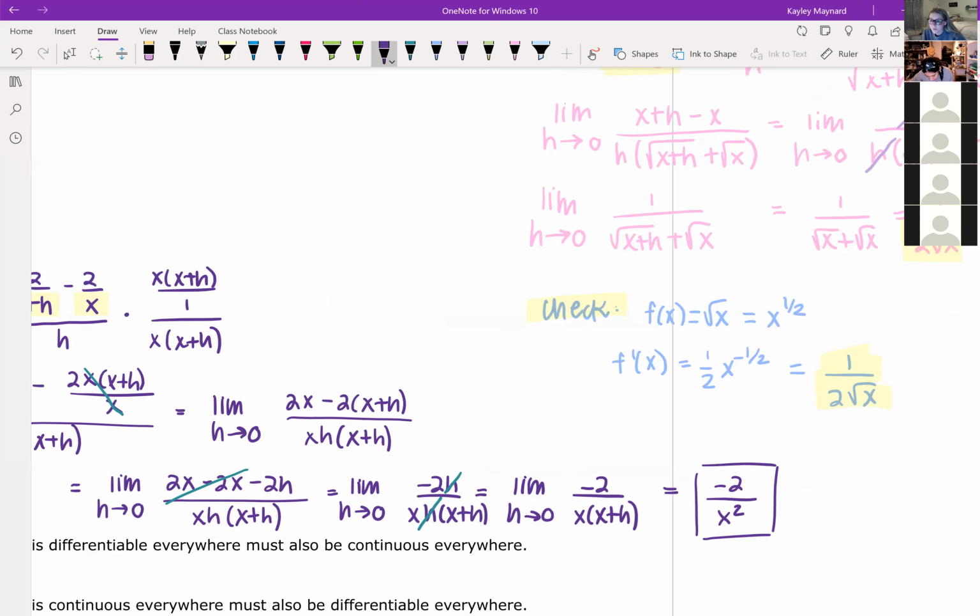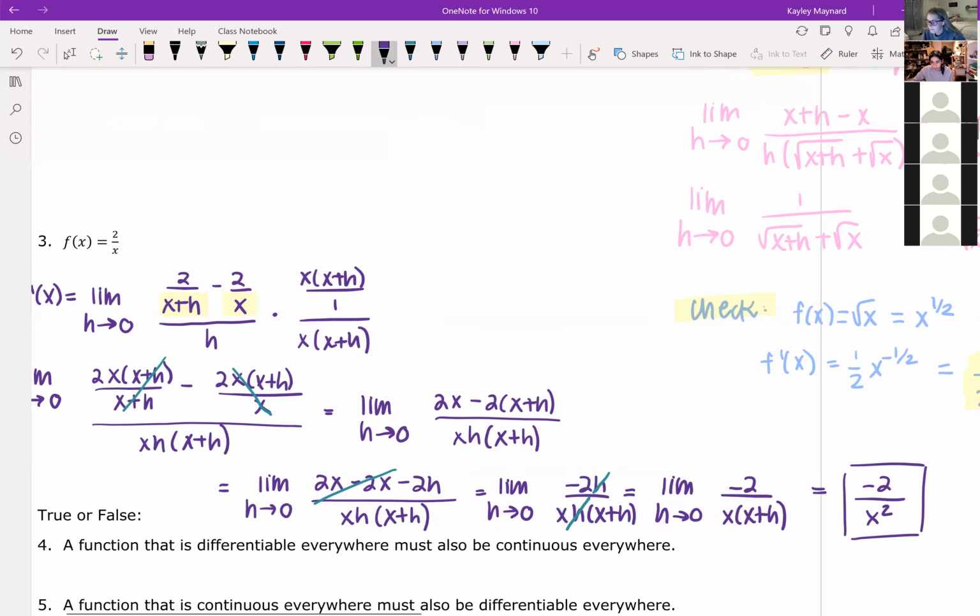Okay, just like before, why don't we check our answer using the shortcut? So I'm going to come up here and check my answer. f of x is also equal to 2x to the negative 1. If I took the derivative using the fast shortcut, the power rule, this means that f prime of x would be negative 2x to the negative 2, which is the same as negative 2 over x squared. And voila, we get the same thing.